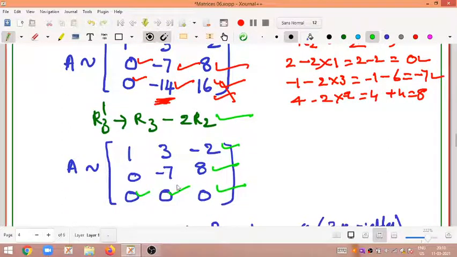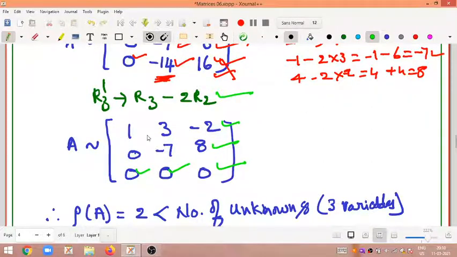See here, how many non-zero rows are there? 2 non-zero rows. So the leading elements below are all 0. That's why we go up to here. So this is echelon form. My dear friends, how many non-zero rows are there here? 2 non-zero rows. So here rank of A is equal to 2.